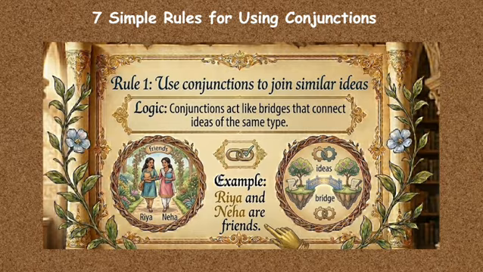For example, Ria and Neha are friends. So, as you can see in this example, Ria and Neha, they both are similar persons. So, they are being used together and thereby joined.